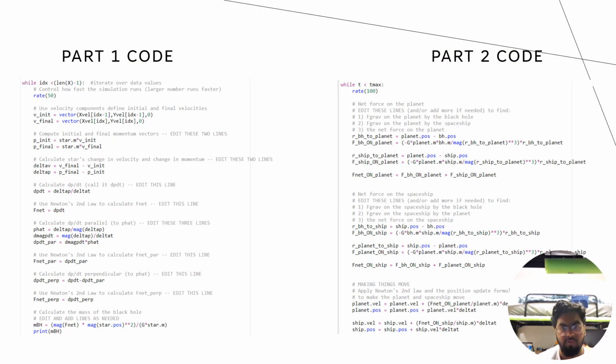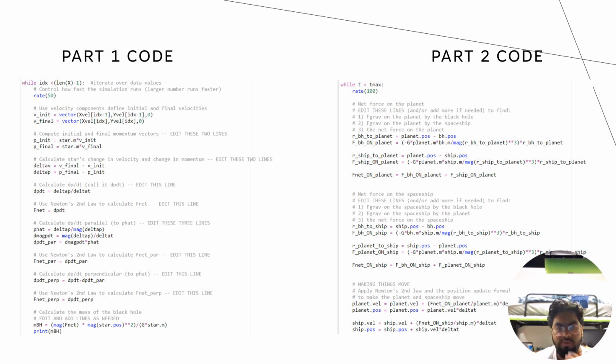Here's the code for part 1 and part 2. For part 1 code, you can see we start with the momentum, initial and final. You get the change in velocity, change in momentum. You get dp/dt, and fnet is equal to dp/dt, so you set it equal there. Then when you break it down into components, you can get dp/dt parallel and dp/dt perpendicular, which also gives you fnet parallel and perpendicular. And then you can solve for the mass of the black hole.